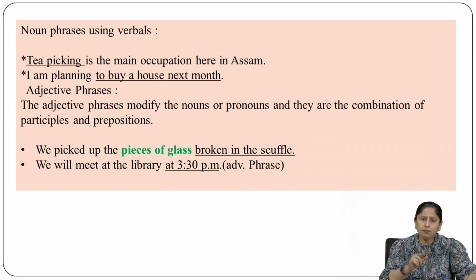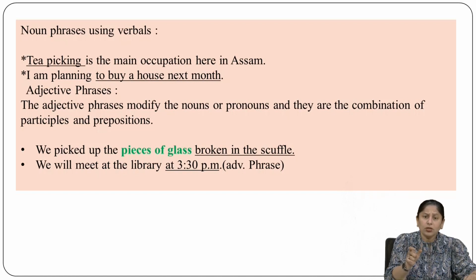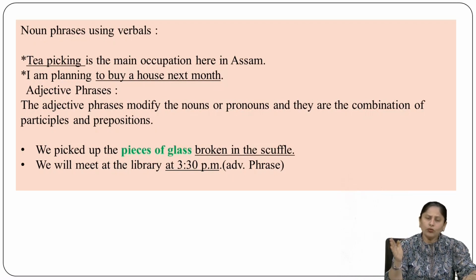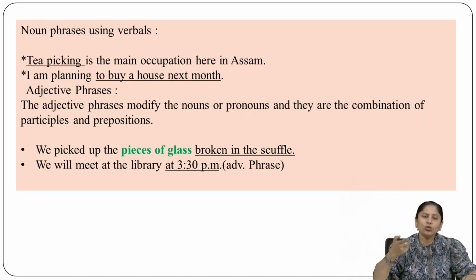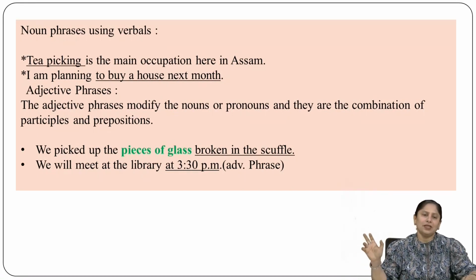We picked up the pieces of glass. Look, the pieces of glass is the noun. Broken in the scuffle is an adjectival phrase. If you remove it, you can understand that the pieces of glass would not give you much more idea about the glass. But when you put this phrase, it adds something to that noun. And as they add something to the nouns, that's why they are adjectival phrases.